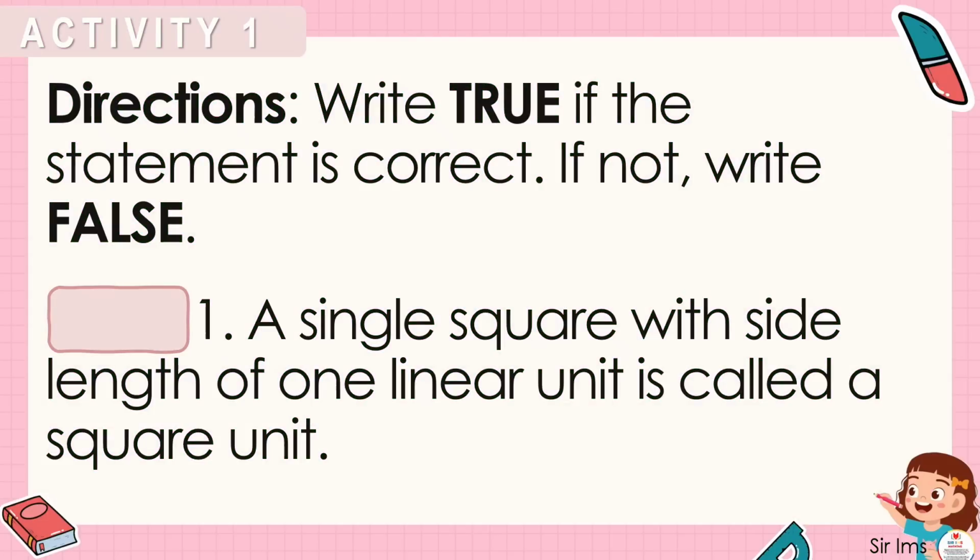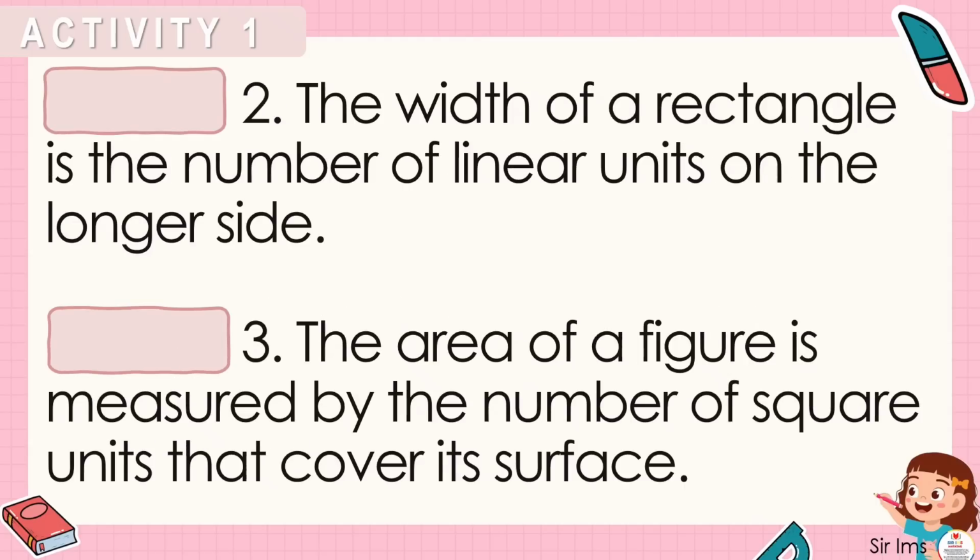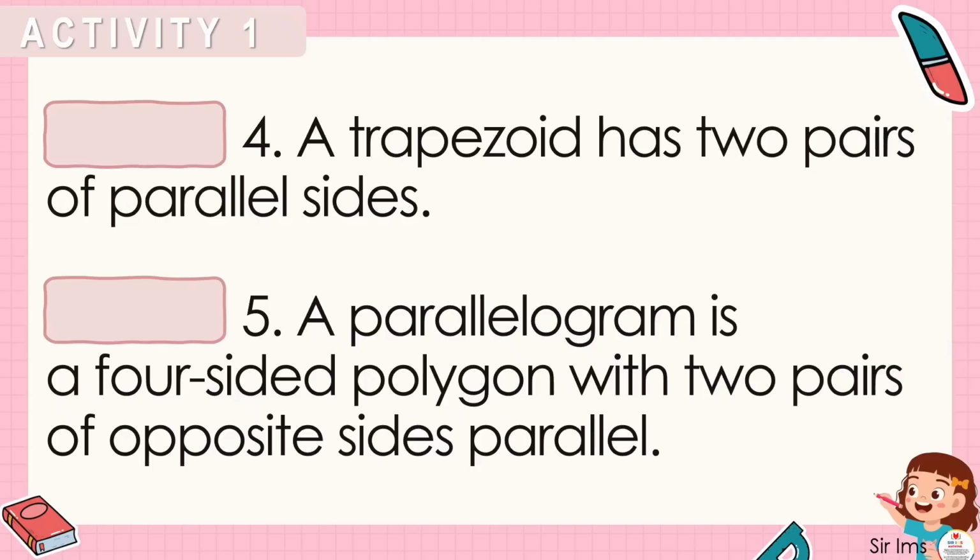Okay, so we have here an activity. Write true if the statement is correct, and if not, write false. Number 1, a single square with side length of one linear unit is called a square unit. Number 2, the width of a triangle or the width of a rectangle is the number of linear units on the longer side. Number 3, the area of a figure is measured by the number of square units that cover its surface. Number 4, a trapezoid has two pairs of parallel sides. And number 5, a parallelogram is a four-sided polygon with two pairs of opposite sides parallel.